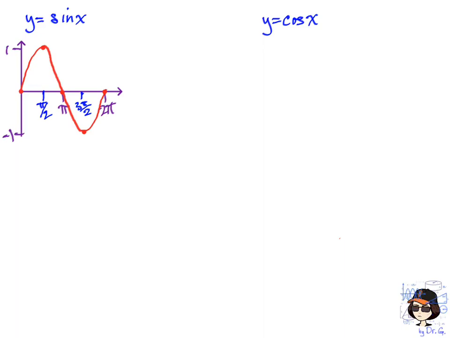The cosine, however, looks different. It doesn't have 3 x-intercepts in one cycle. So let's set up our axes for the cosine. We still have amplitude 1. Let's put in the same key points, right? You take your cycle, 0 to 2 pi, divide it up into 4 subintervals, and you get 5 key points.